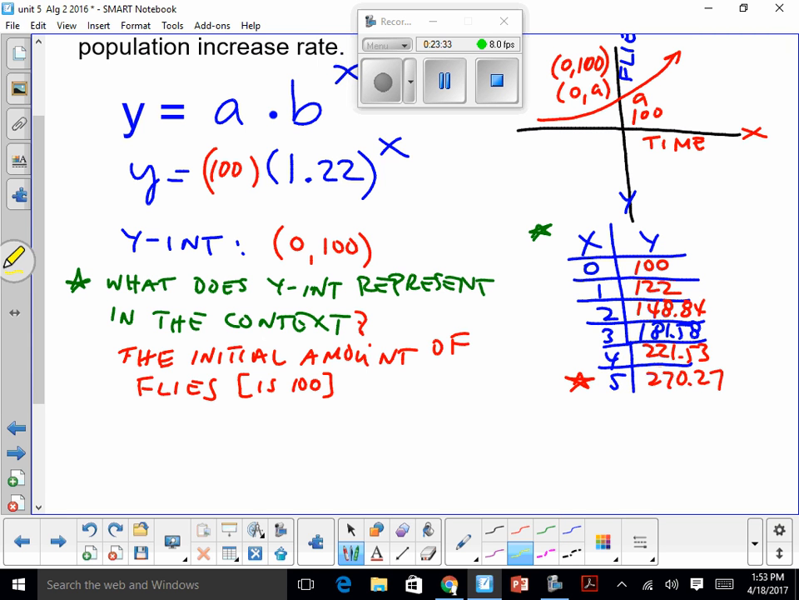Let's see. As x goes to infinity, in other words, as time goes on, what is happening with the flies? It's going up. The y goes up. So again, the older version, as x goes to the right, positive infinity, which some people had put on here before.